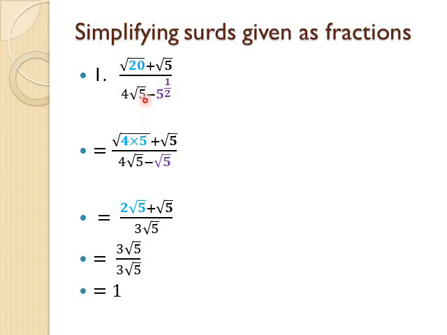The bottom, I also have a square root 5. Remember, to the power half, the 1 goes inside and the 2 outside. Therefore, it becomes square root 5. So square root of 4 is 2. 2 square root 5 plus square root 5. 4 square root 5 minus 1 square root 5. 4 minus 1 would give me 3 square root 5. 2 plus 1 gives me 3 square root 5. By now I know you divide anything by itself, it will always give you 1.